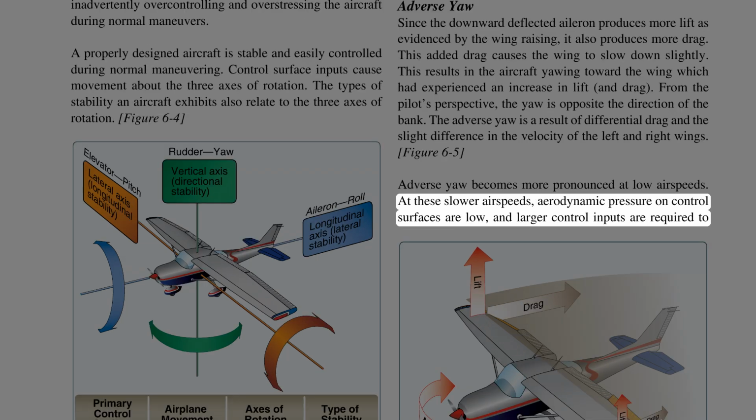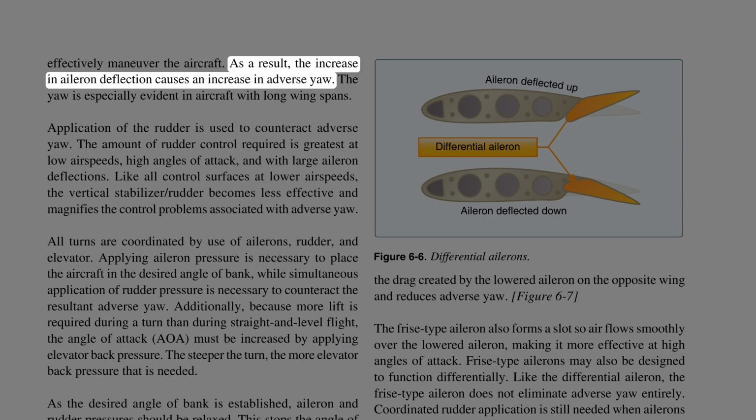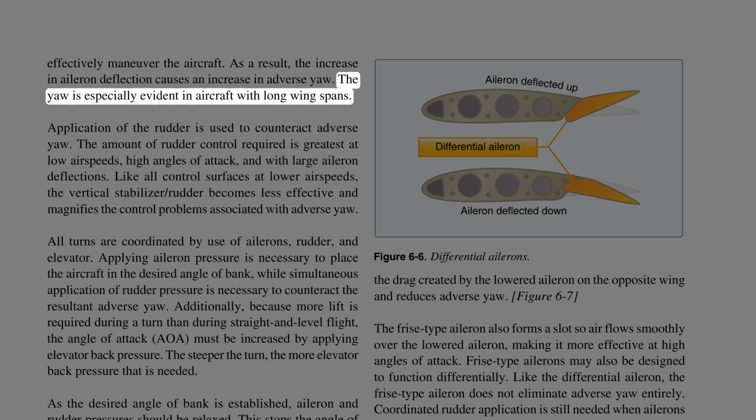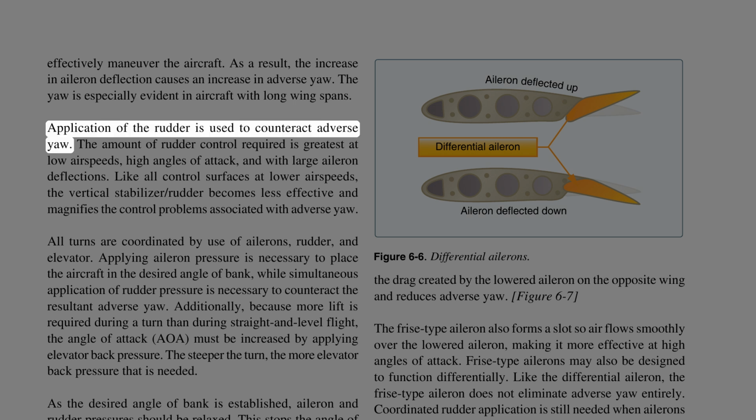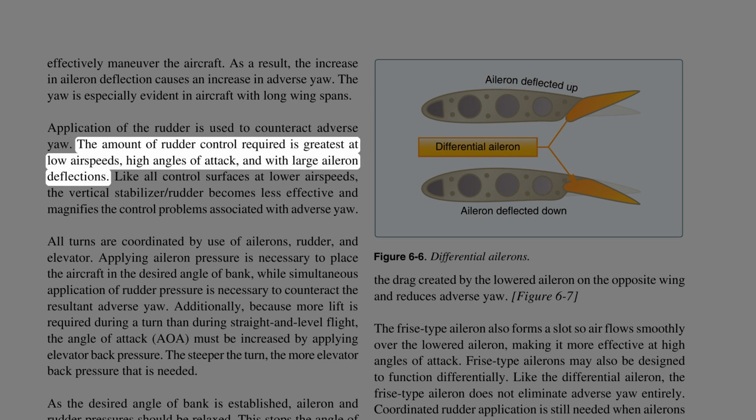At these slower airspeeds, aerodynamic pressure on control surfaces is low, and larger control inputs are required to effectively maneuver the aircraft. As a result, the increase in aileron deflection causes an increase in adverse yaw. The yaw is especially evident in aircraft with long wing spans. Application of the rudder is used to counteract adverse yaw. The amount of rudder control required is greatest at low airspeeds, high angles of attack, and with large aileron deflections.